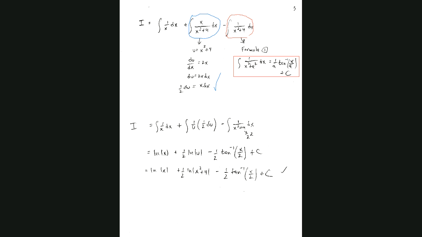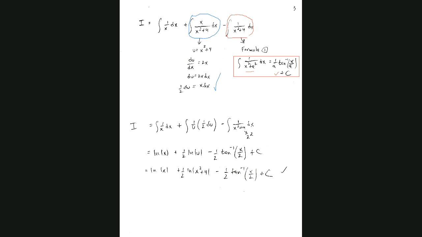The integral of 1 over x squared plus a squared, that's an a, not a 9, dx is equal to 1 over a times the arctangent of x over a plus a constant.